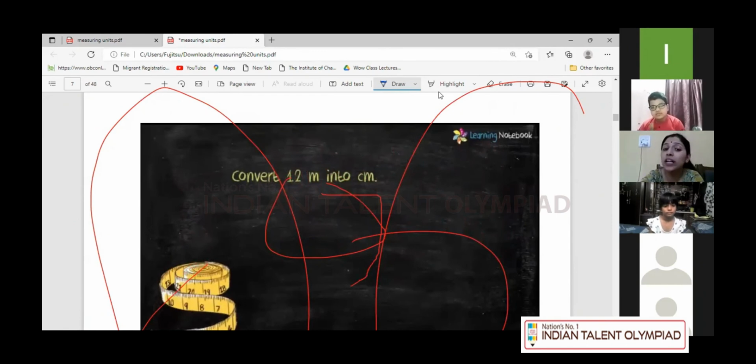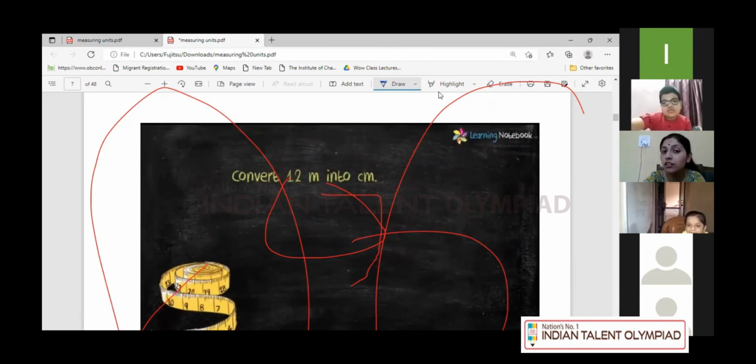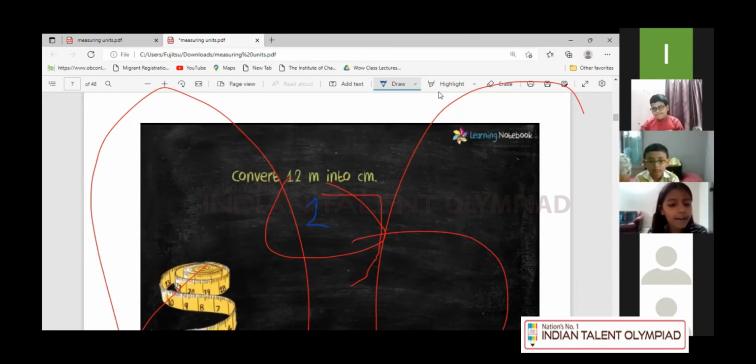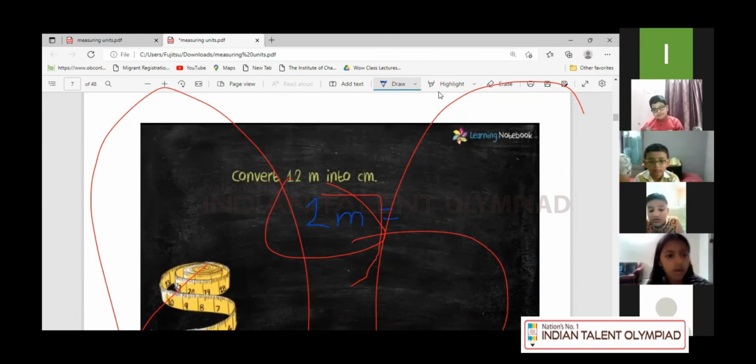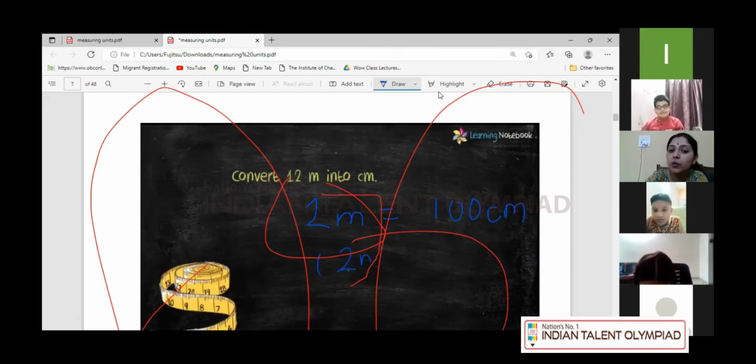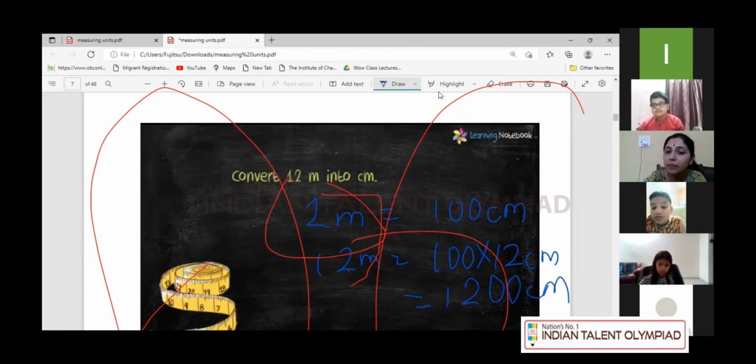Just convert it. 12 meter into centimeter. 1 meter equals 100 centimeter. 12 into 100, do it. So 12 meter equals 100 multiplied by 12. Overall, how much? 1200 centimeter.